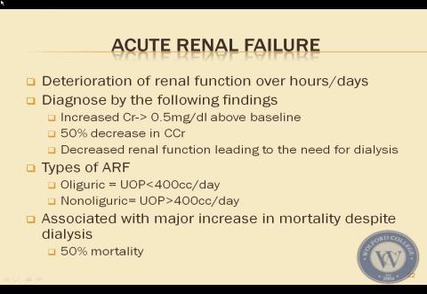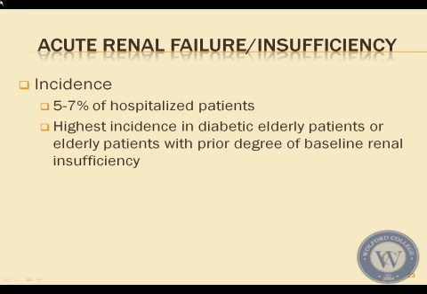The kinds of acute renal failure that you have are oliguric, which is basically a description of urine outflow, usually urine output of less than 400 cc's per day, and non-oliguric, where urine output is sometimes greater than 400 cc's per day. It's associated with major increases in mortality: these people develop an increase of 50% mortality with acute renal failure. The incidence is around 5 to 7% of hospitalized patients, and the highest incidence is in diabetic elderly patients or elderly patients with a degree of baseline renal insufficiency that's already present.